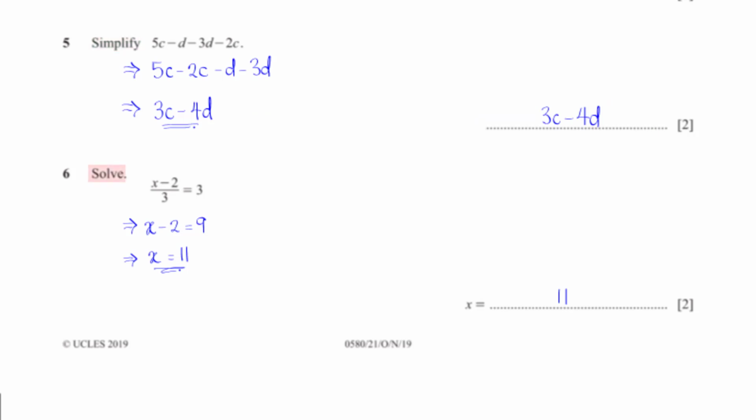Solve x minus 2 divided by 3 equals 3. 3 is dividing on one side of the equation, so it goes to multiply 3 on the other side of the equation. And so this gives us x minus 2 is equal to 3 times 3, which is 9. When we make x the subject, we have x equals 9 plus 2, which is 11.